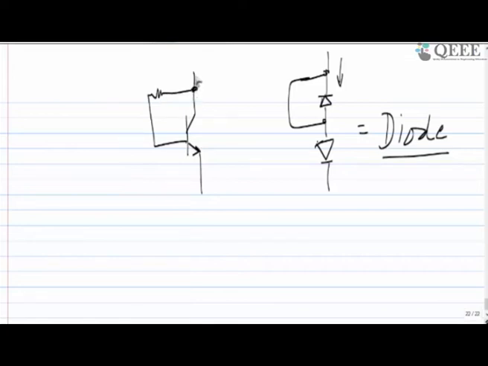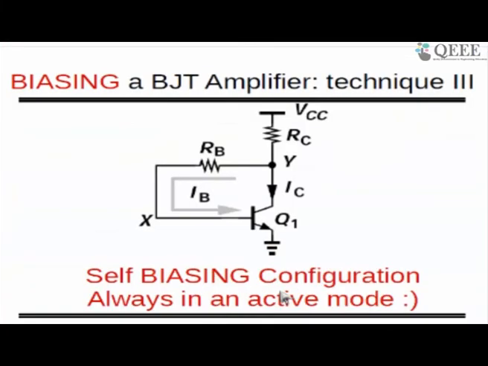So if your resistance is smaller, from the collector voltage you can bias the base voltage, and that's how it will be a self bias circuit. That self bias circuit will make sure that the transistor is always in active mode of operation if your Vx voltage or Vy voltage is more than 0 volt. Okay, so this is what we talked about.